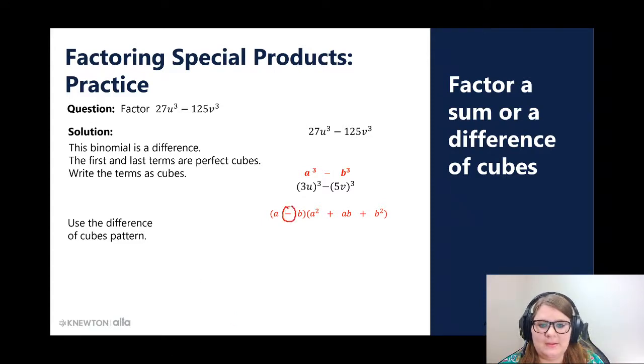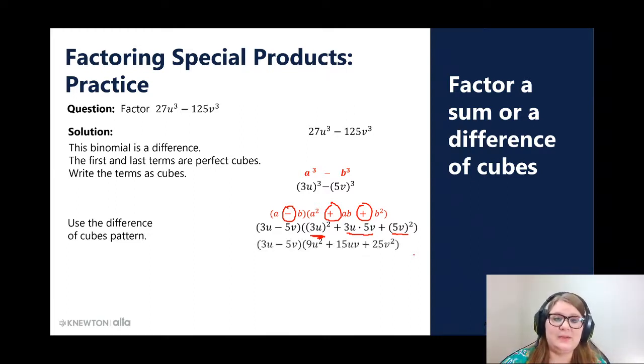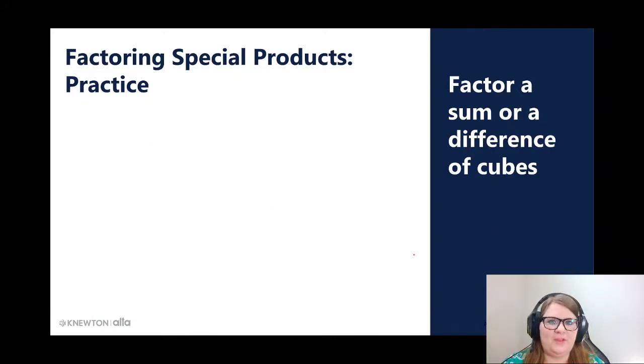So negative, positive, positive. I plug in 3u for the a and 5v for the b, and notice that a squared is (3u) squared, ab is 3u times 5v, and b squared is (5v) squared. Make sure you're putting parentheses around each of those terms because you're squaring both the 3 and the u. You're squaring both the 5 and the v. Now, (3u) squared gives me 9u squared. 3u times 5v is 15uv, and (5v) squared is 25v squared. So this is my final answer. Again, you can check, and it will cancel out the middle terms, and it comes out beautifully.